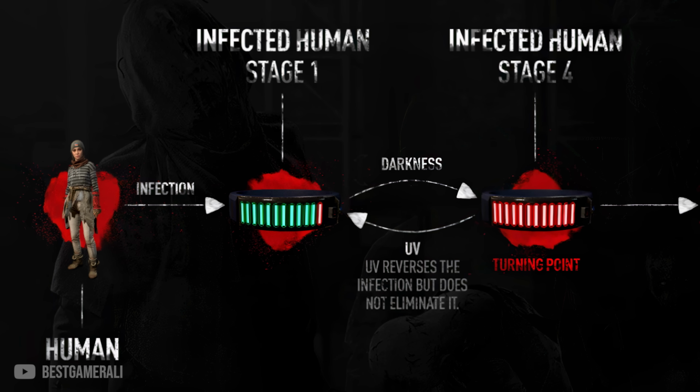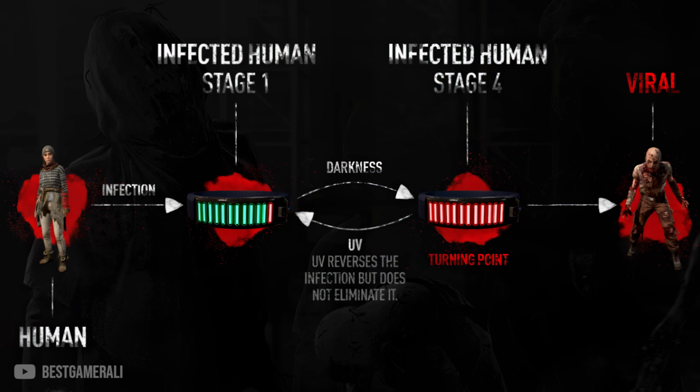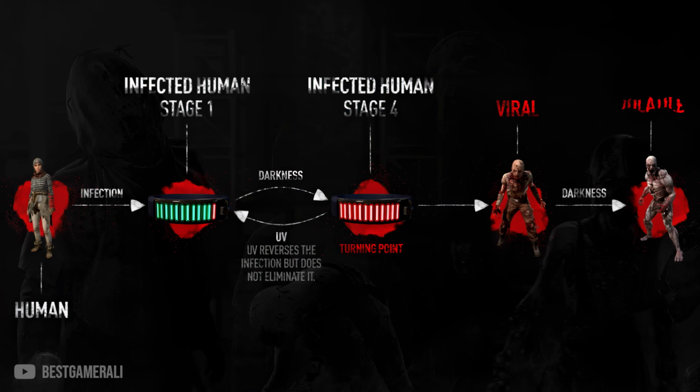But let's say if that person doesn't get enough UV light or spends most of its time in the dark, then in that case, the person will eventually turn into a viral, and now if that viral spends more time in the darkness, then it will eventually turn into a volatile.